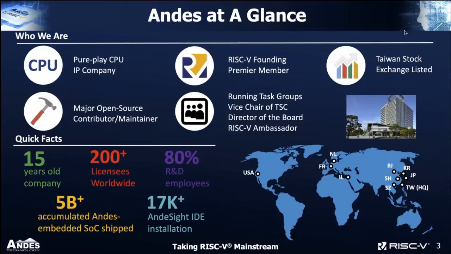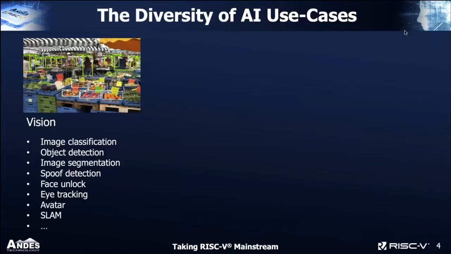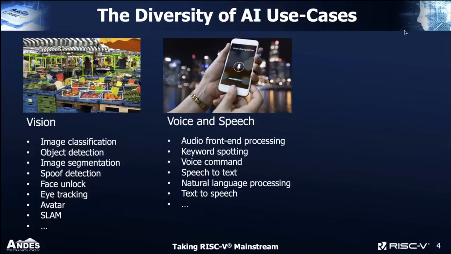All right, let's jump right in to talk about the AI use cases. The typical use case people really associate with AI is image and vision processing. So image classification, object detection, segmentation, spoof detection, and on phones, face unlocking, eye tracking, and some of these visual processing. But the secondary AI use cases are voice and speech, audio front-end processing, keyword spotting to wake things up, voice command, speech to text, and text to speech, obviously.